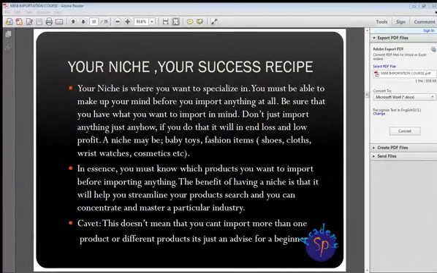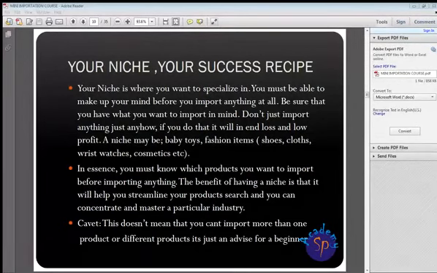And I wouldn't want you to miss this point. It is very, very crucial. Now, let me start with what a niche is. Your niche is where you want to specialize in. You must be able to make up your mind before you import anything at all. Be sure that you have what you want to import in mind.